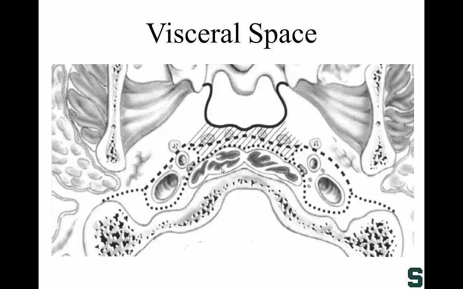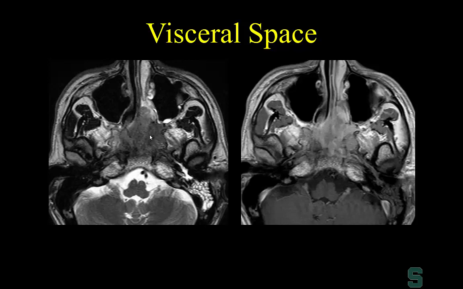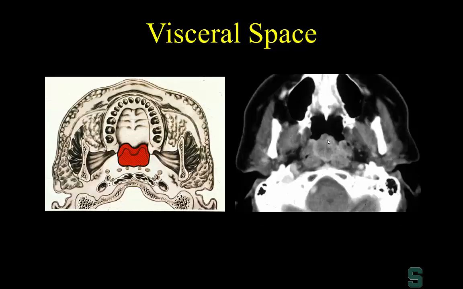Now, the visceral space, here's another example here of the visceral fascia, and everything that's enclosed here is in the visceral space. So these are just some examples of visceral space masses. And again, what do you think the most common malignancy is going to be to involve the visceral space? Squamous cell carcinoma. Yeah, number 1, 2, and 3. But in general, when we see masses that are involving the pharynx or the visceral space, the most likely malignancy is going to be squamous cell carcinoma.